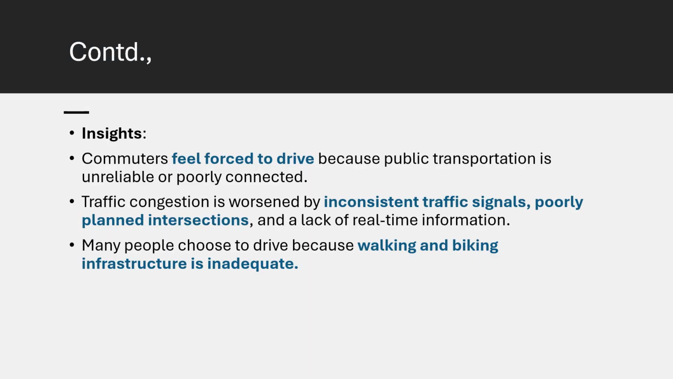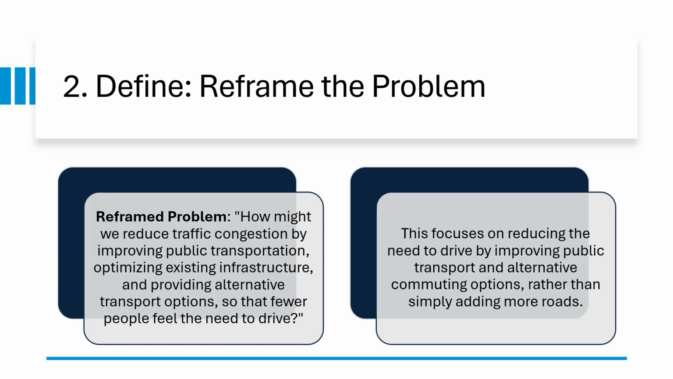Now, from this kind of interactions, from this kind of observations, we can come to insights like the commuters are feeling that they are forced to drive because the quality of the public transportation is not up to the mark or is poorly connected. The traffic congestion is worsened by inconsistent traffic signals and, most importantly, poorly planned intersections. Lack of real-time information is another thing which you would have observed. Many people choose to drive because walking and biking infrastructure is also inadequate, and we could have observed this clearly during our observation as well as from the commuters' input. So these are all the insights that we are able to arrive at.